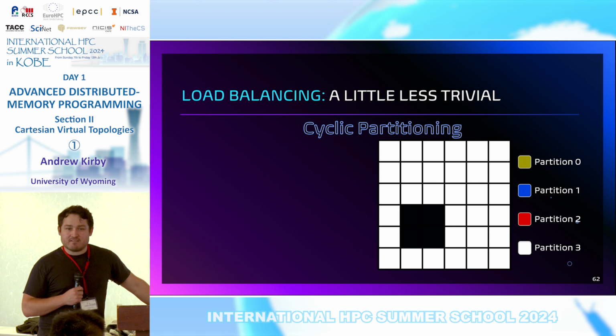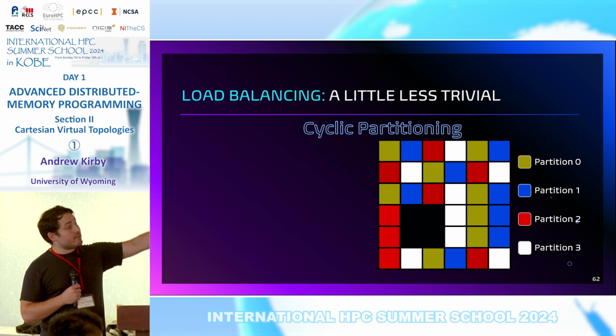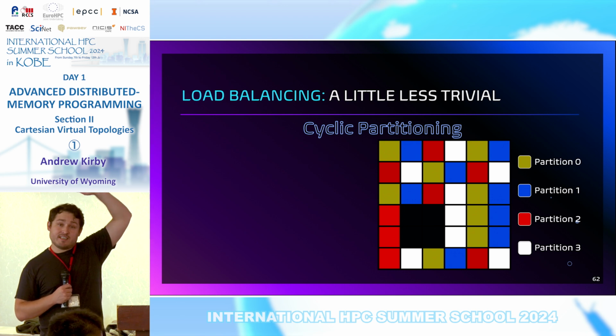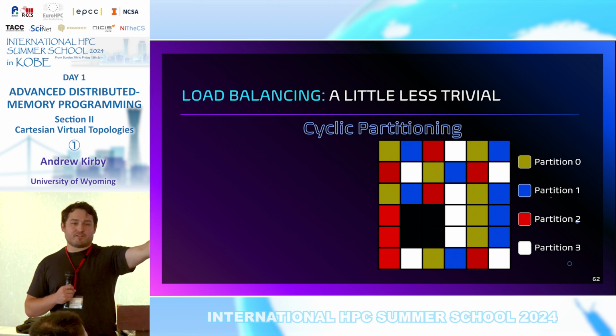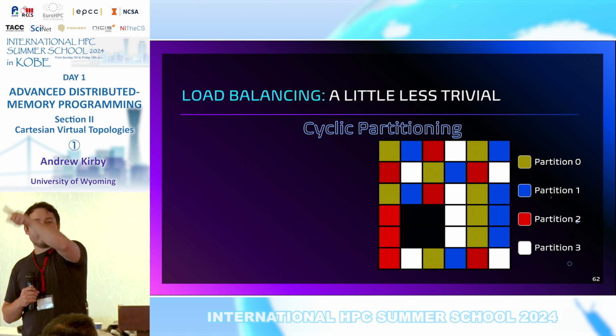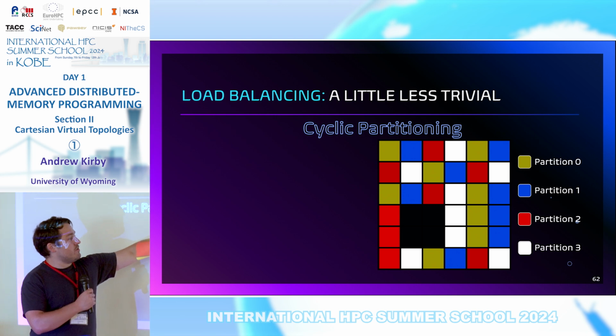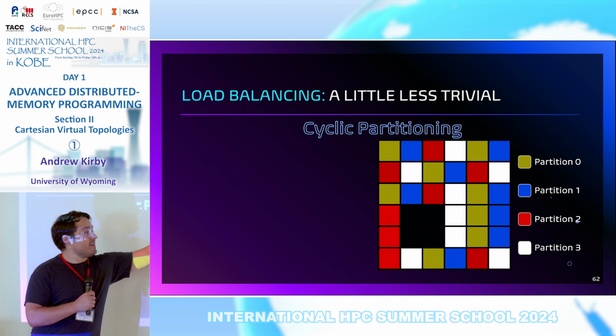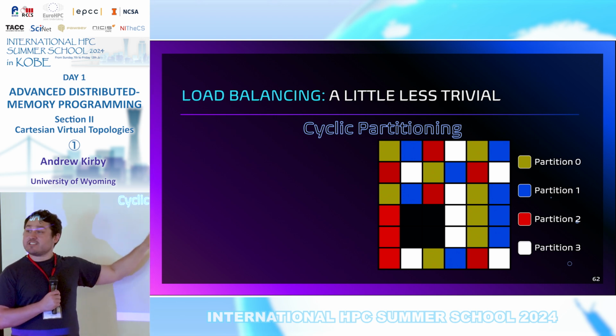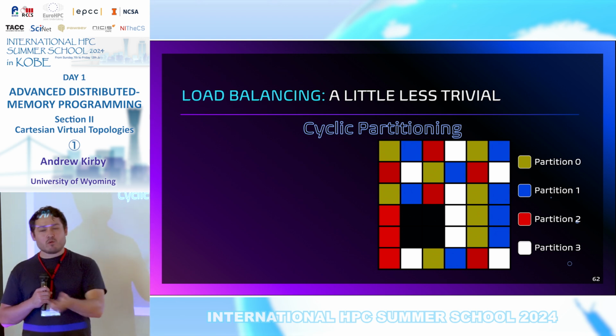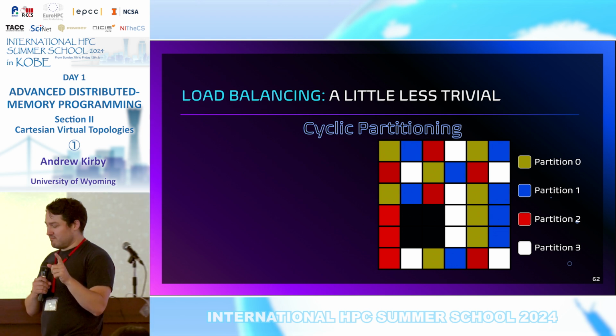Cyclic processing. What we could do with this one is we can literally start at the top left and say, okay, process 0, you get the first one. Process 1, you get the next one, right? And so we're seeing 0, 1, 2, 3, 0, 1, loop all the way back, 2, 3, right? So it's just a cyclic pattern. But what's good about this one?